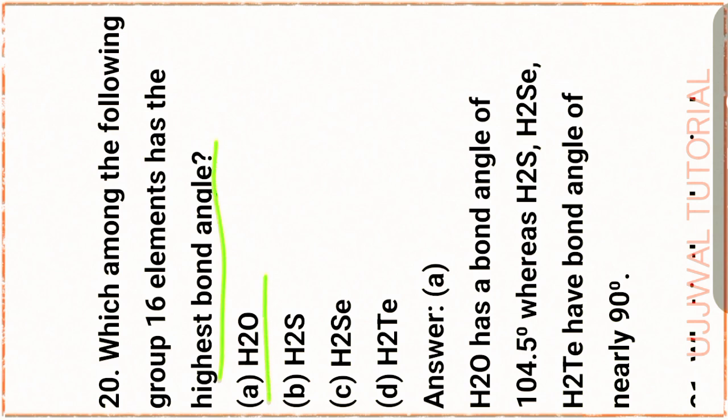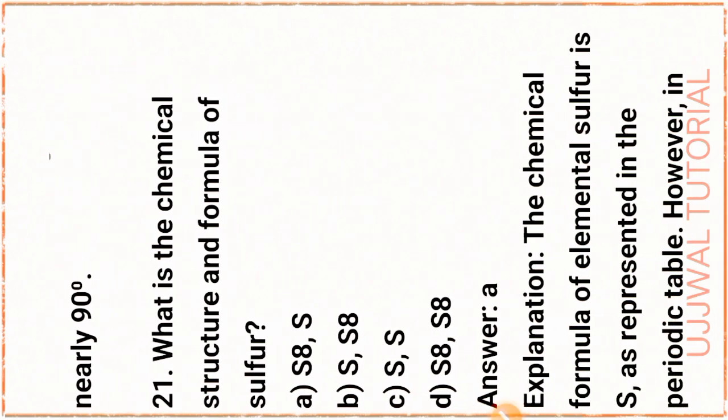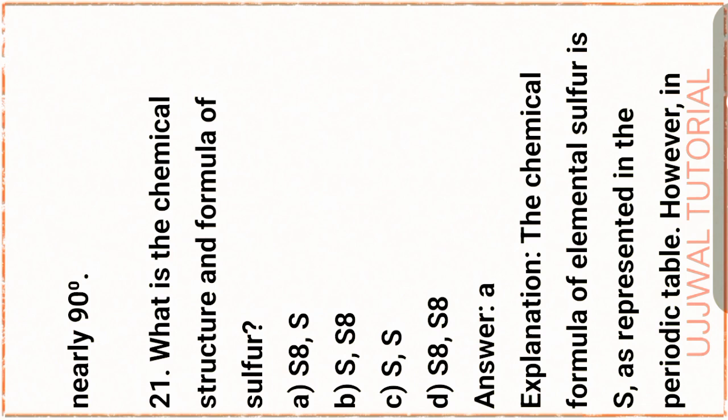Explanation: H2O, water, has a bond angle of 104.5 degrees, whereas H2S, H2Se, H2Te have bond angles of nearly 90 degrees. Next question, number 21. What is the chemical structure and formula of sulfur? Option A, that is S8 and S.